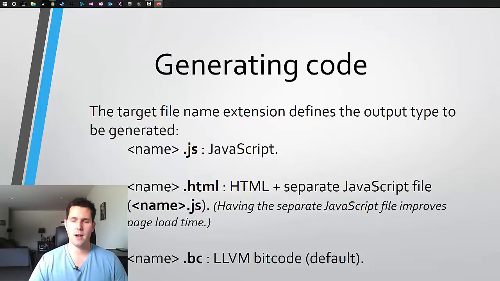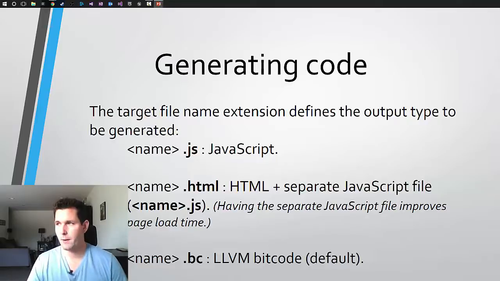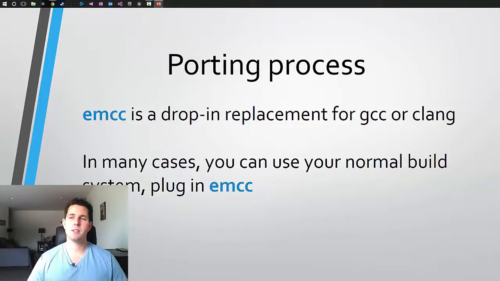And having the separate JavaScript file actually improves page load time. And finally, I could use .bc, which is the LLVM bitcode, which is the default output that's going to be there. So EMCC is a drop-in replacement for your current compiler, whether it's GCC or Clang. And in many cases, you can just use your normal build system, plug in EMCC, and you're just ready to go.